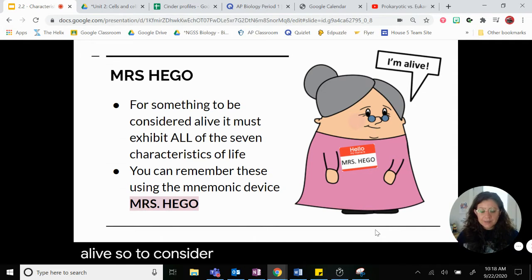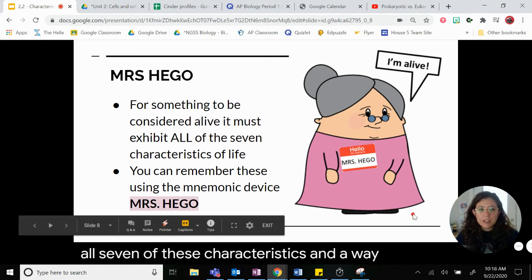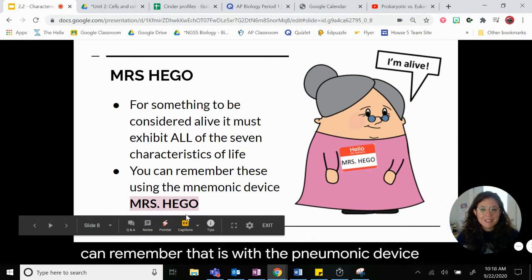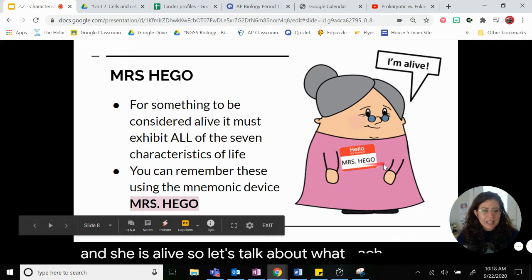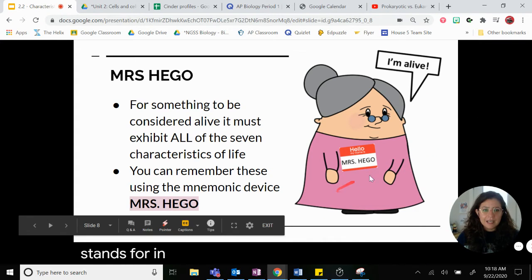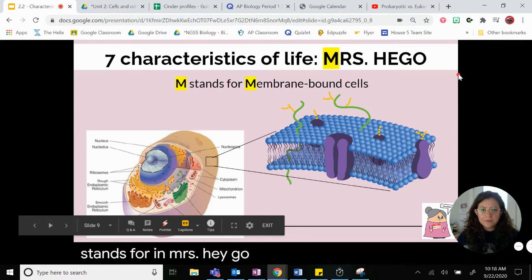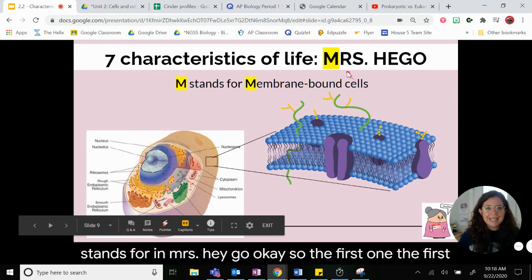So let's go through what characteristics are required to consider something alive. To consider something alive, it has to meet all 7 of these characteristics. A way that we can remember that is with the mnemonic device, Mrs. HEGO. So here's Mrs. HEGO, isn't she so cute? And she is alive. So let's talk about what each letter stands for in Mrs. HEGO. Okay, so the first characteristic, M.